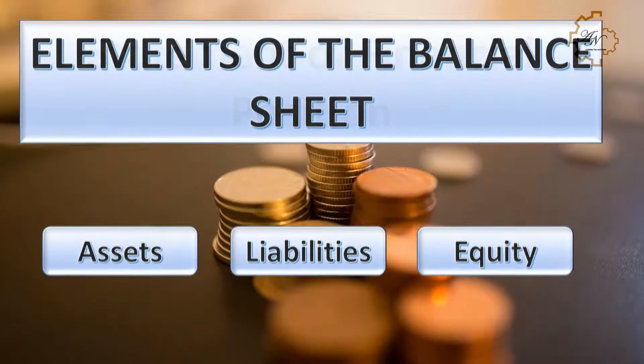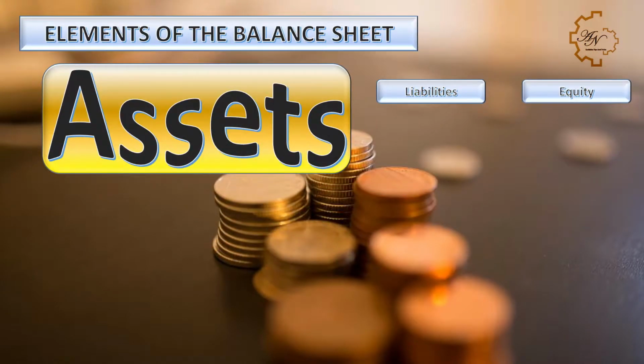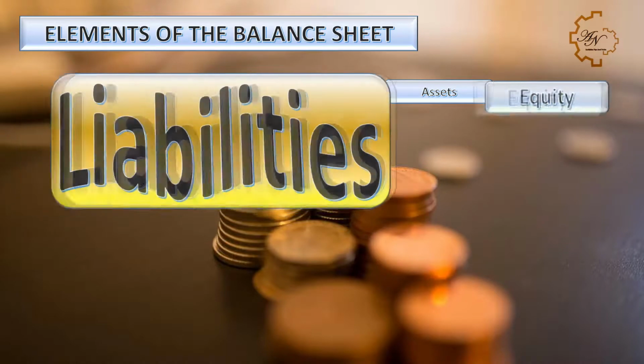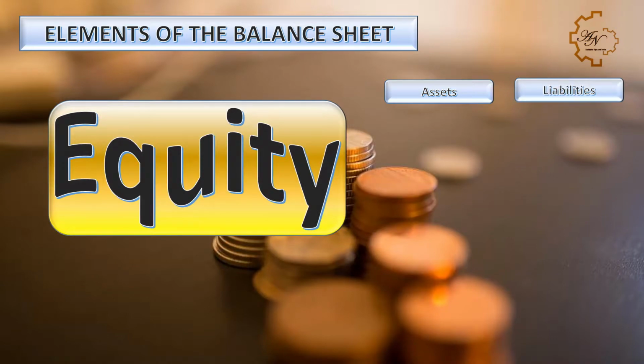Elements of the balance sheet. Assets: probable future economic benefits obtained or controlled by a particular entity as a result of past transactions or events. Liabilities: probable future sacrifices of economic benefits arising from present obligations of a particular entity to transfer assets or provide services to other entities in the future as a result of past transactions or events. Equity: residual interest in the assets of an entity that remains after deducting its liabilities. In a business enterprise, the equity is the ownership interest.